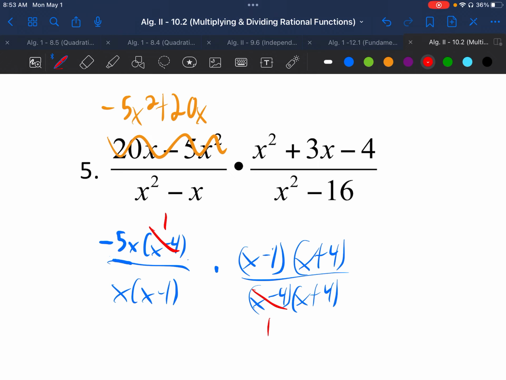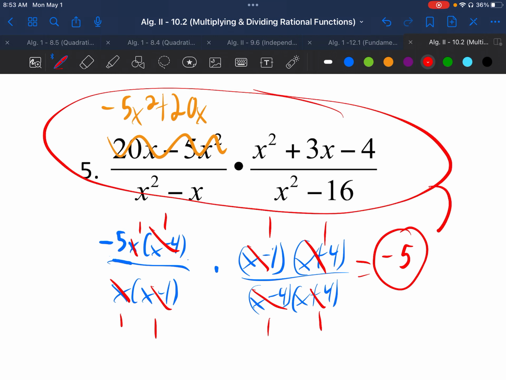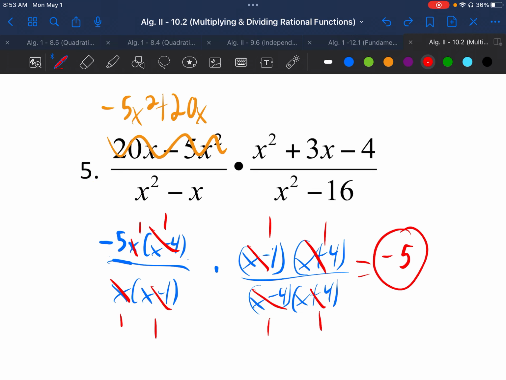Now I also just look for things to reduce. x plus 4 and x plus 4. x minus 1 and x minus 1. An x and an x. And on the top, you're left with just negative 5. And on the bottom, you're left with 1. So negative 5 it is. So all of this becomes negative 5. And I love that.